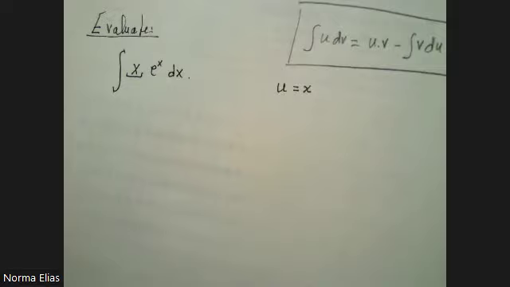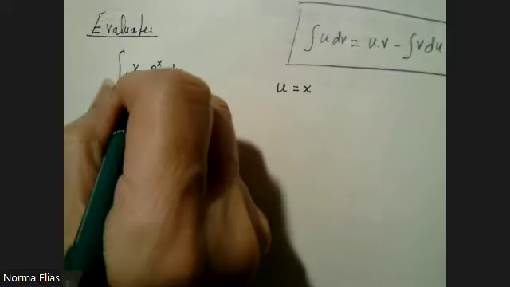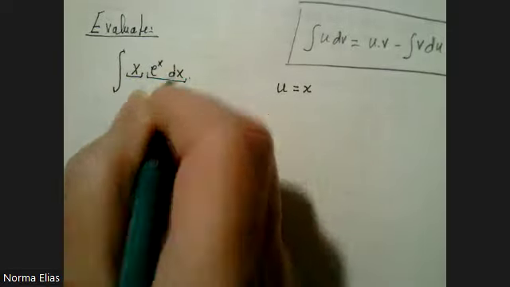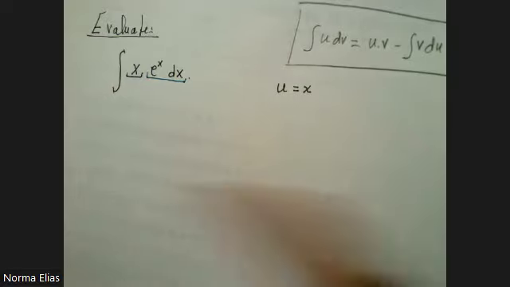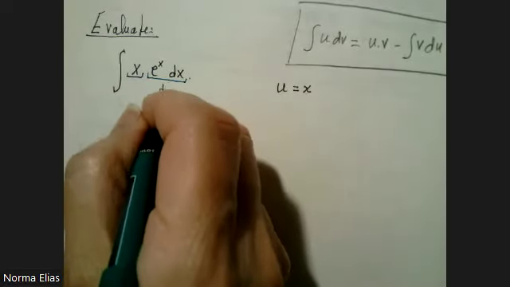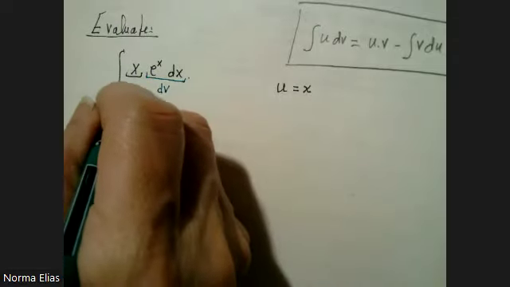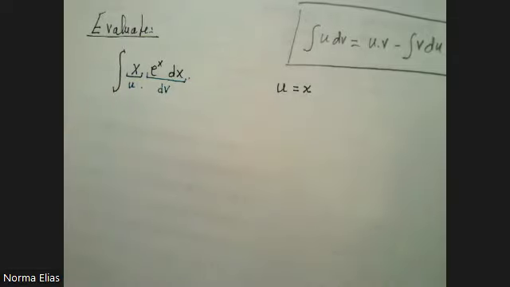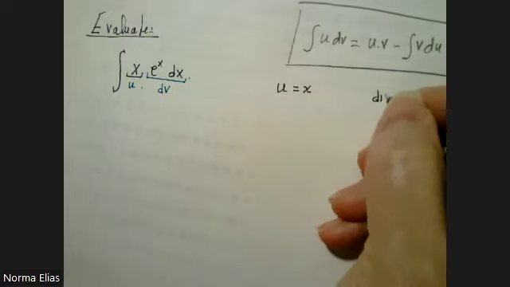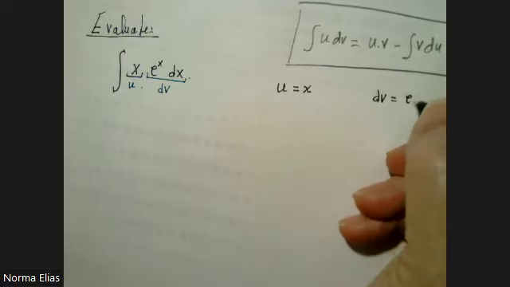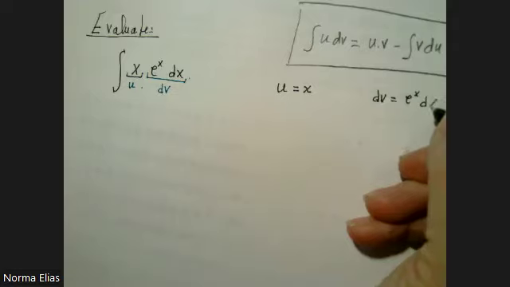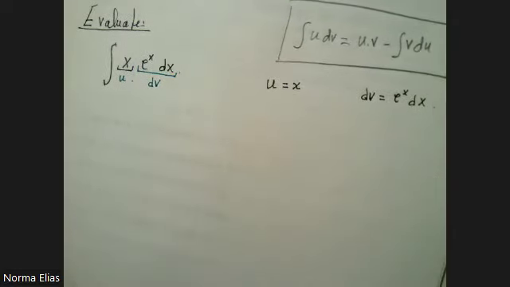Once you choose your u, everything left over in the integral you choose to be the dv. So as I said, you make the choice. Once you choose your u, the leftover piece will have to be the dv. So I'm going to pick my dv to be the leftover, which means e^x dx. So I made my choice.